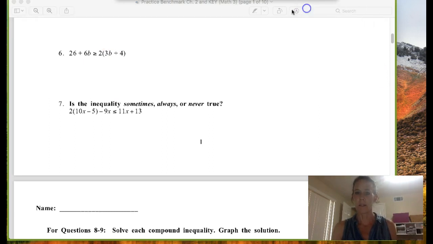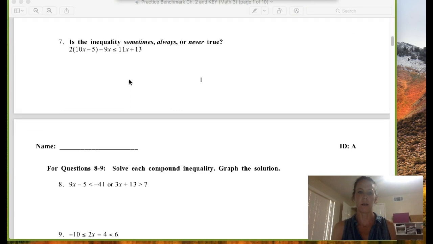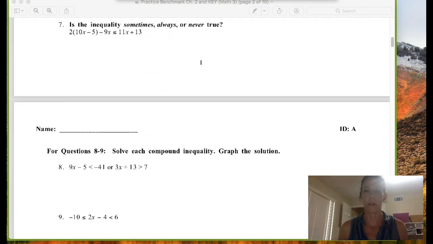All right, let's go on to number 7. Is the inequality sometimes, always, or never true? All right, let's work this one. First thing I want to do is get rid of the parentheses. So I'm going to go 2 times 10x, and I'm going to get 20x. And then 2 times negative 5 is negative 10 minus 9x less than or equal to 11x plus 13.